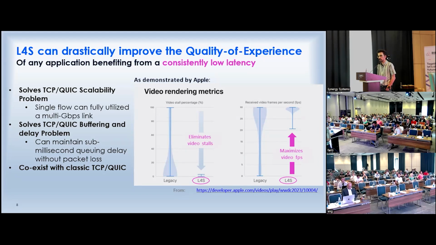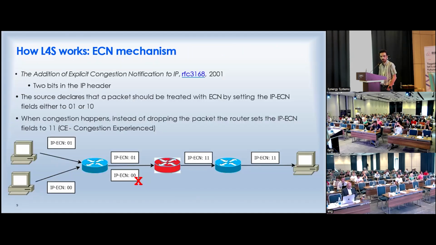Second, L4S solves TCP quick buffering and delay problems, and it can coexist with classic quality of experience and TCP. You see how it works with ECN mechanisms. 2 bits in the IP header.